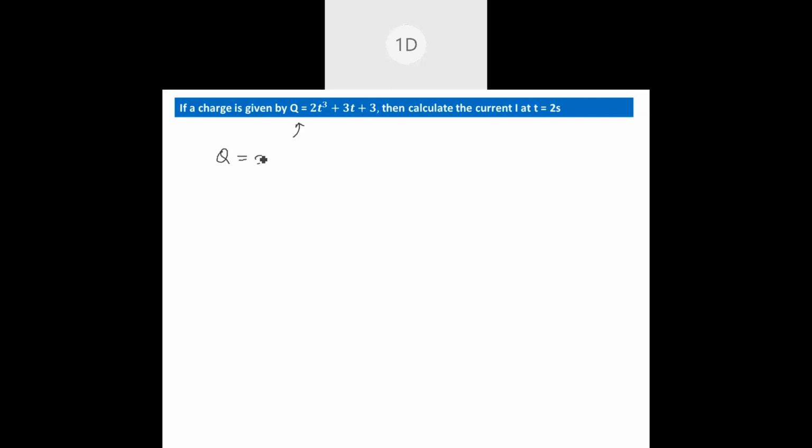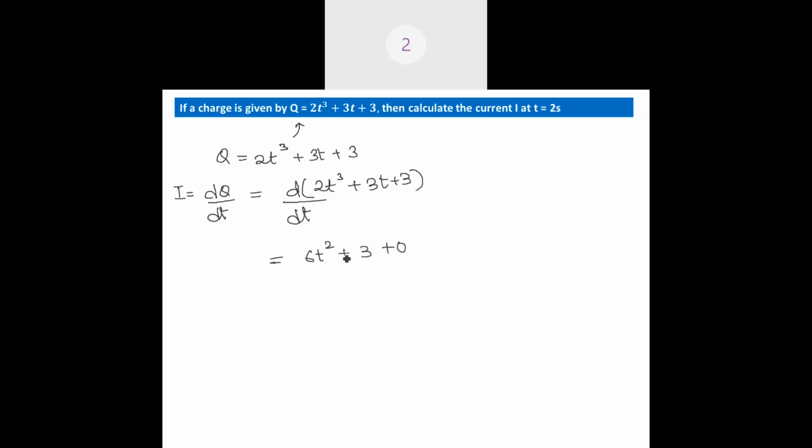Given charge 2t cube plus 3t plus 3. 27 ampere, Vinayshri, come on, good. What about others? Yes, ma'am. I will find instantaneous current, which is dq by dt. So d by dt of, see how I'm reading it. Please don't think, ma'am, t and t will cancel, those kind of things you must not say. The derivative is 6t square plus 3 plus 0.